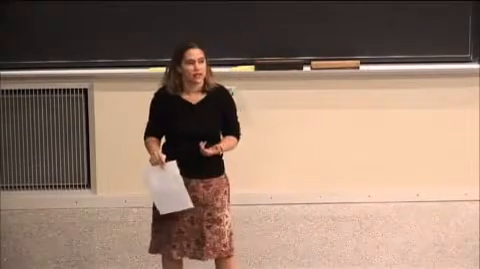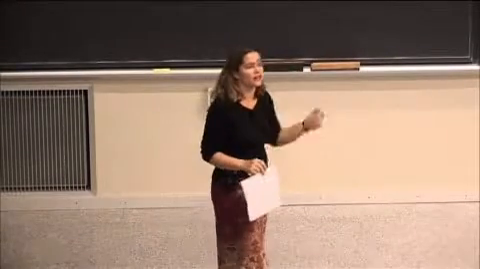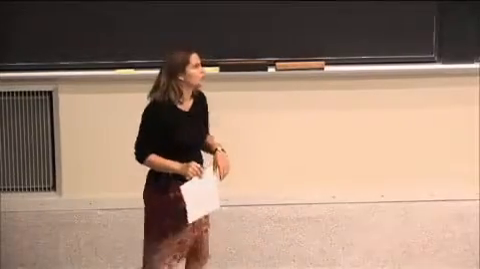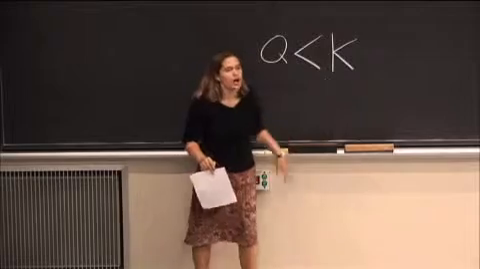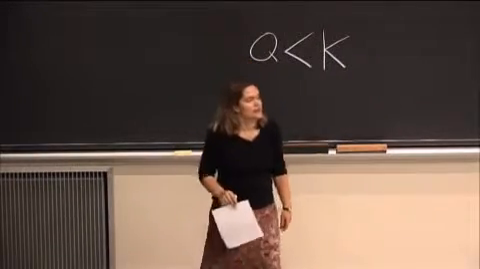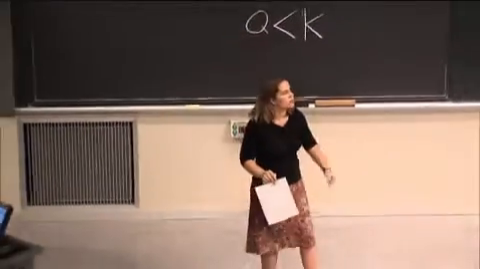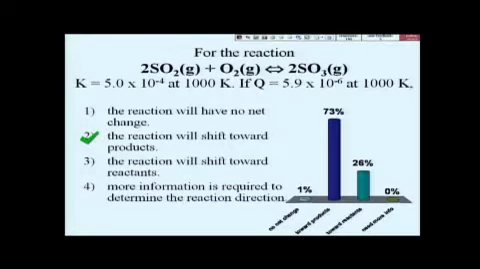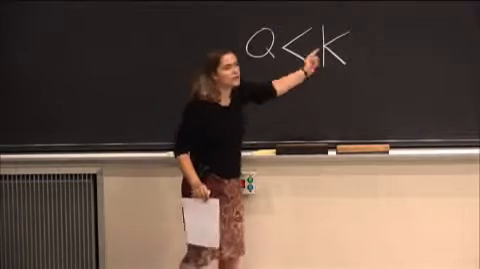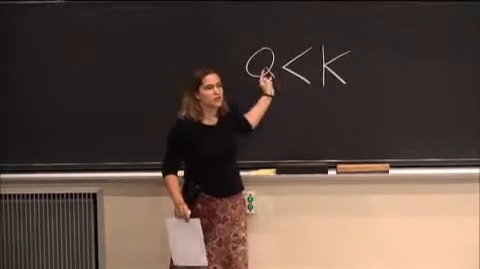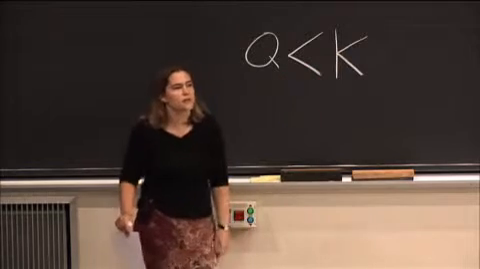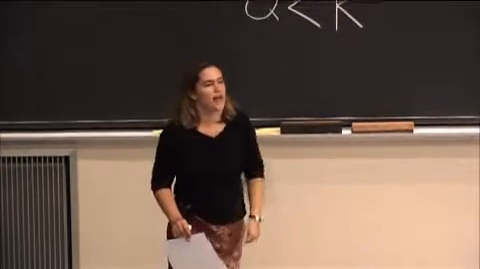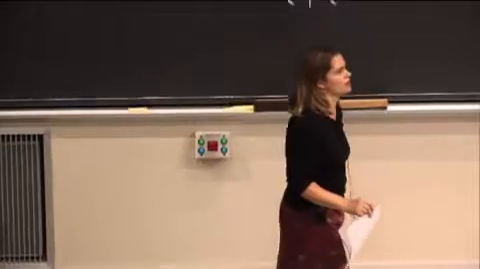And I like to think about it in terms of products. Are there more products now, or are there more products at equilibrium? So if Q is less than K, then there are more products at equilibrium, and so the reaction will shift toward products. So it's going to move in the direction to reach equilibrium. Since K is a bigger number than Q, and both of these terms are products over reactants, that would mean there's more products in equilibrium than there are now, and so the reaction is going to shift toward products.